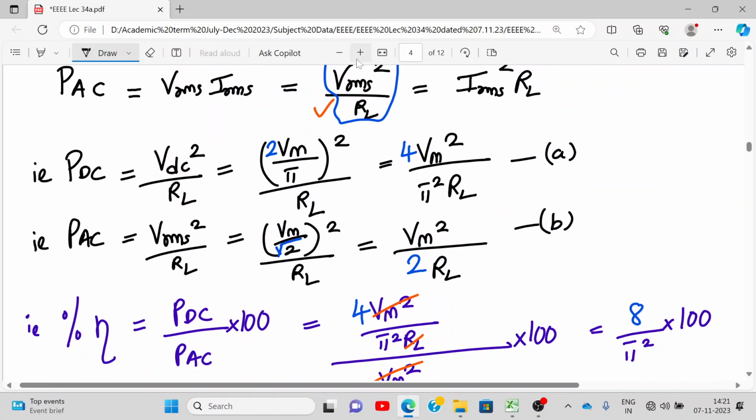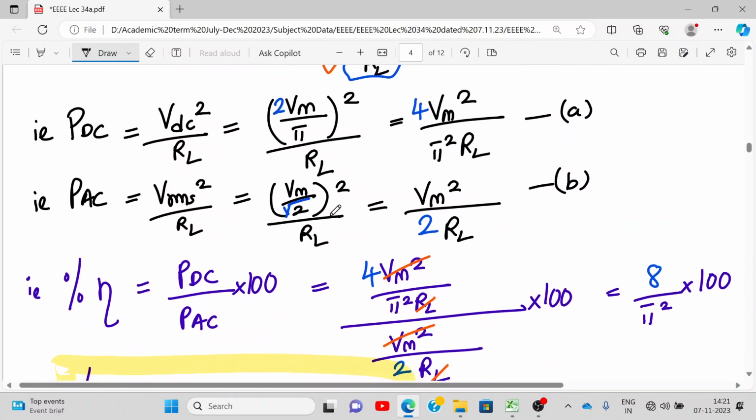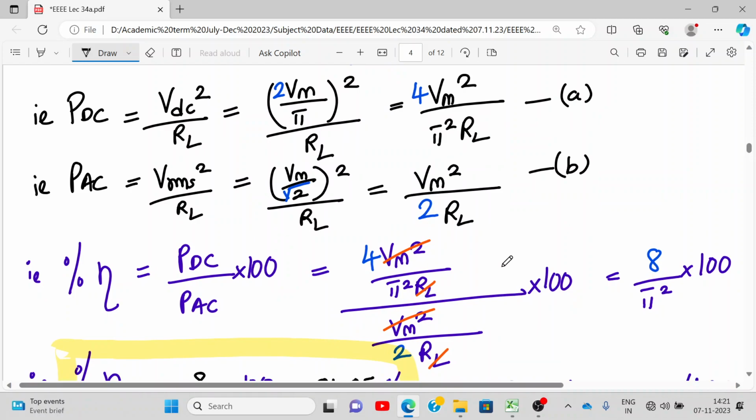So PDC you can write from here. PDC will be VDC square upon RL. What is VDC for a full wave rectifier? 2 Vm upon pi, right? The whole square. So if you open the bracket, you will get 4 Vm square upon pi square RL. This we call equation number A. PAC will be VRMS square upon RL. What is VRMS for a full wave rectifier? Vm by root 2. So it will be Vm square upon 2 into RL. Expression number B. Now what we need to do is simply divide them.